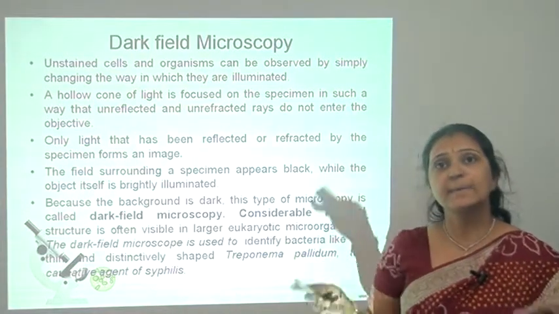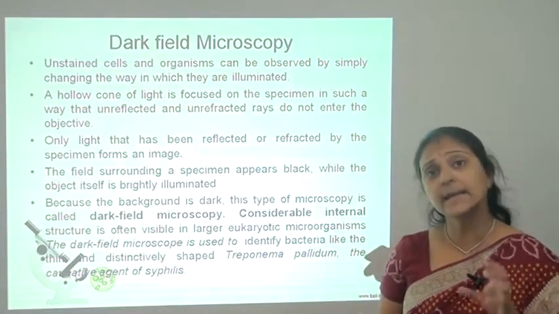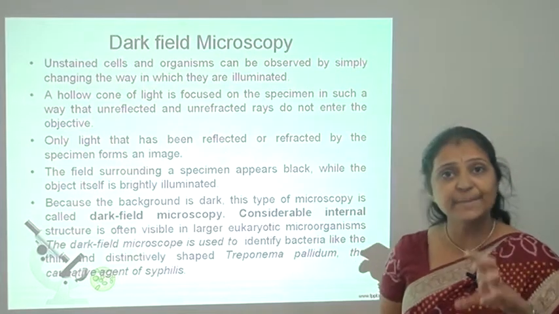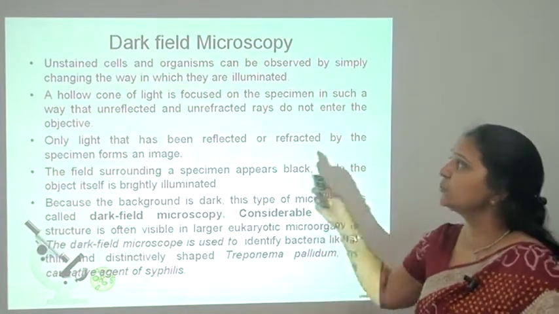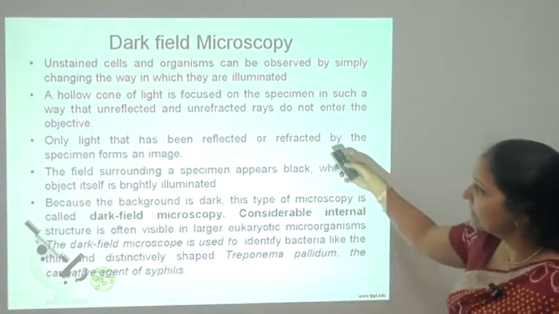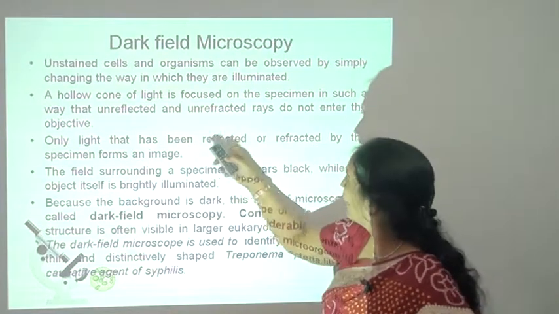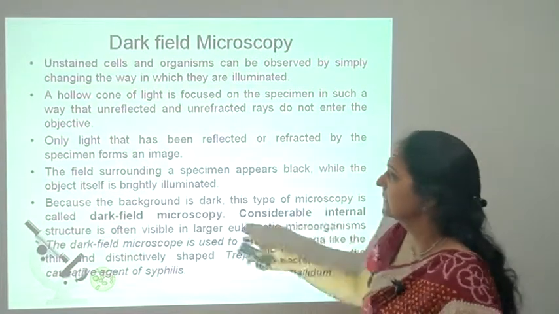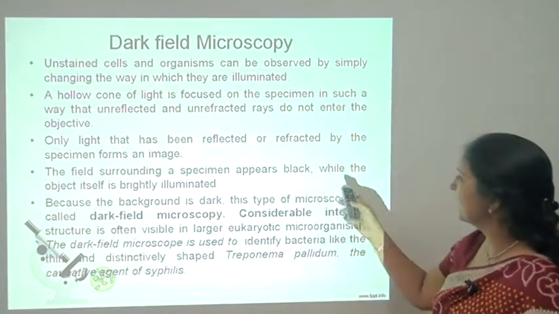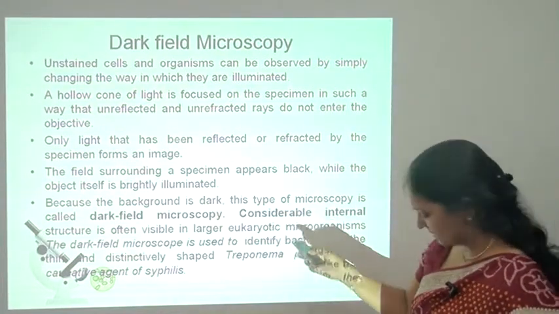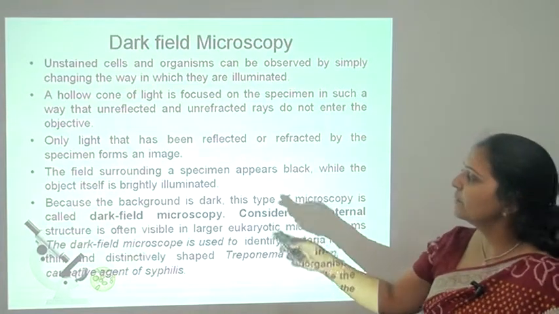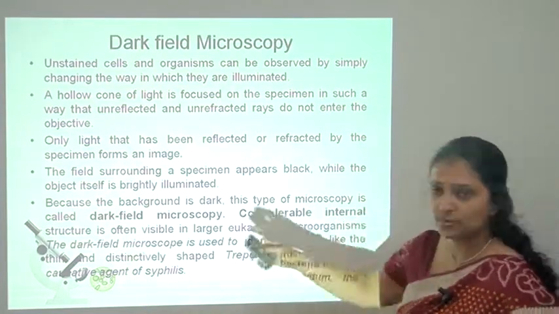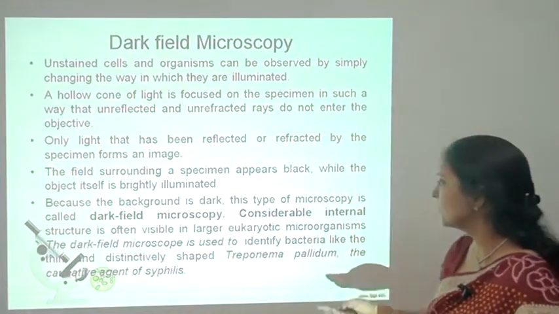It means that the background is dark and the image is light. The image will be bright and the background is dark. That's why it is known as dark field microscopy, in which the specimen only reflects or refracts the light. So the specimen will be bright. The field surrounding a specimen appears black while the object itself is brightly illuminated. Because the background is dark, this type of microscopy is known as dark field microscopy.